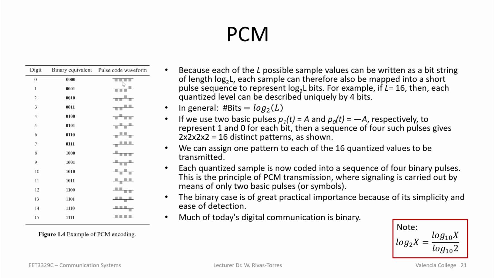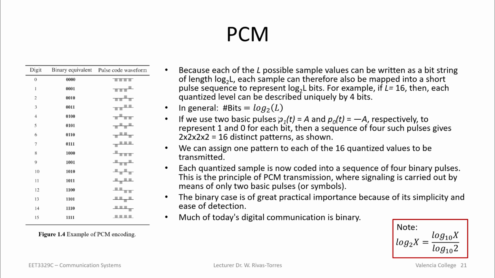Now, how many bits would we require for 16 levels, right? There's a simple formula. It says that the number of bits equals log 2 of L. That's how we calculate the number of bits needed. So if I have 16 levels, you do log base 2, the logarithm base 2, right? There's a formula at the bottom right corner of this slide. Most calculators only do log 10 or the natural logarithm, but if you do log 10, you take log 10 of the number and you divide it by log 10 of 2, right?